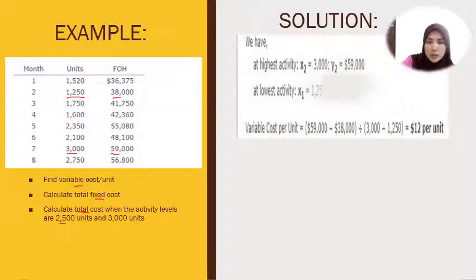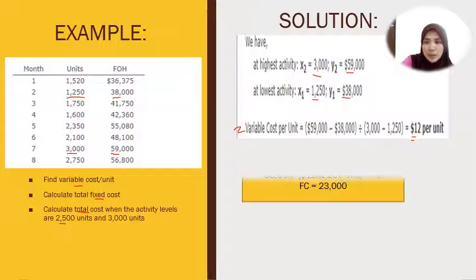Okay, so we have already identified the highest and the lowest unit with the costs 59,000 and 38,000. The second step is to find the variable cost per unit. You just fill in the values in the formula: the high cost minus the lowest cost, divided by the high activity level minus the lowest activity level, and you can find the value of 12 ringgit per unit for the variable cost per unit. So this is the second step.